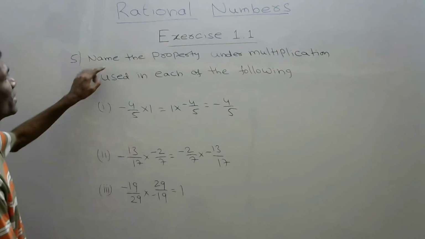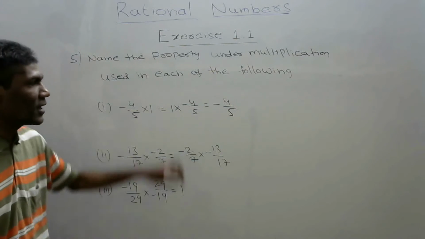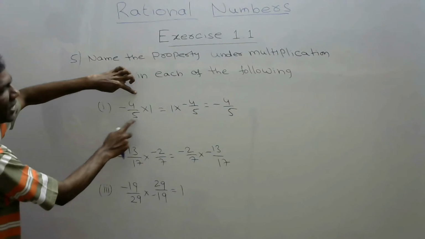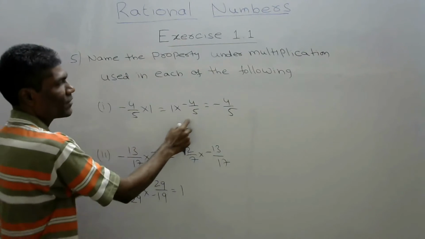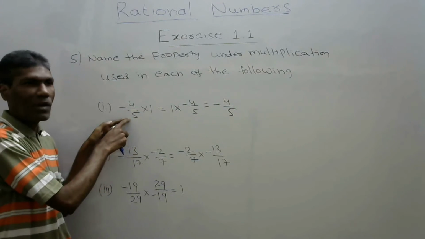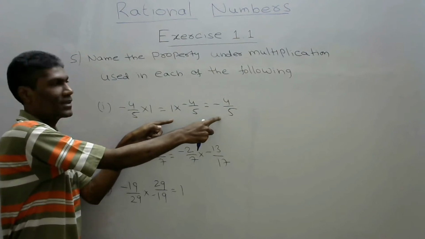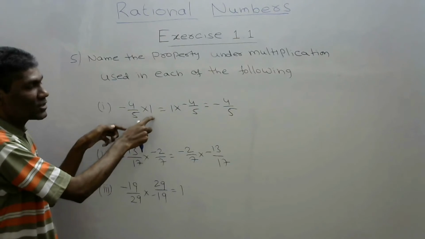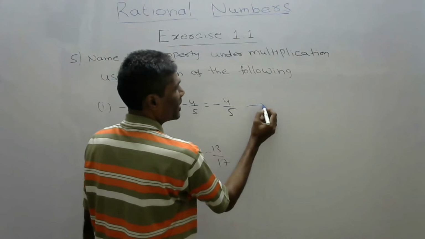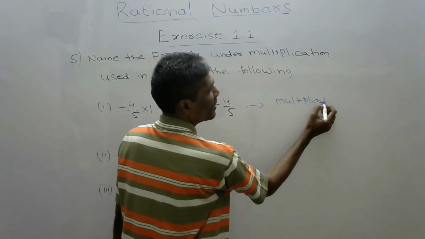Right. Next one. Name the property under multiplication used in each of the following. Here he is asking the property used. First one: minus 4 by 5 into 1 equals 1 into minus 4 by 5 equals minus 4 by 5. So whatever the number we are multiplying with 1, we are getting the same number. What is the property here? This one is called multiplicative identity. So the property used here is multiplicative identity.